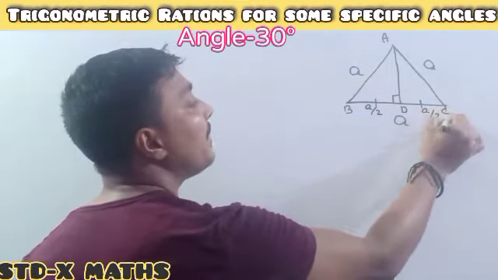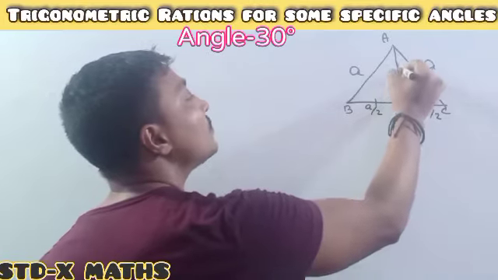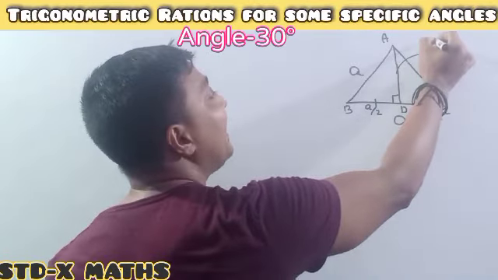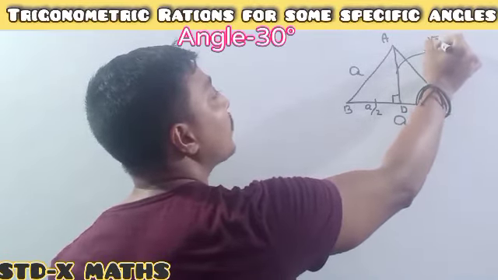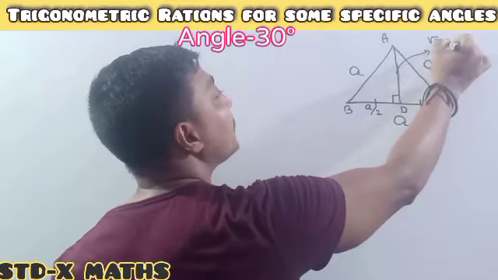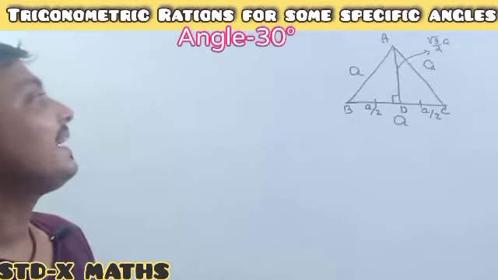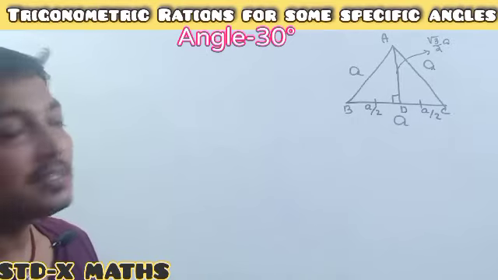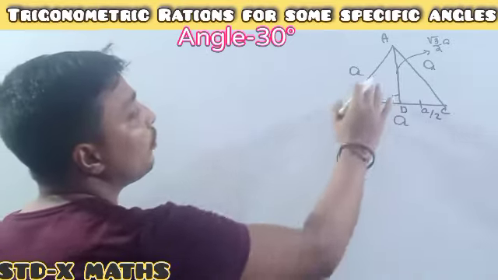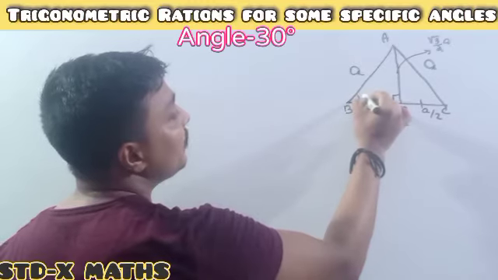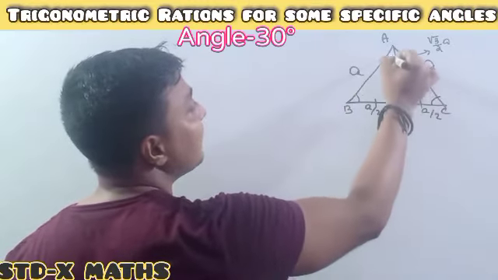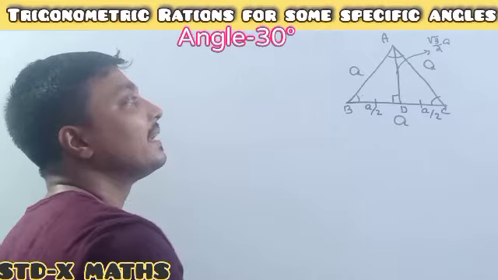This one is also A by 2, and everyone knows that this is the height, otherwise altitude, which will be root 3 divided by 2 A. Altitude is root 3 divided by 2 A. See carefully, one thing is clearly seen. In the equilateral triangle, every angle will be 60 degrees. This one is 60 degrees. Also this angle is 60 degrees.